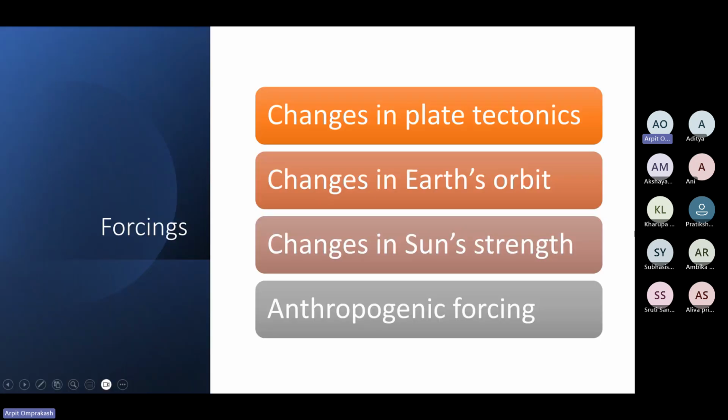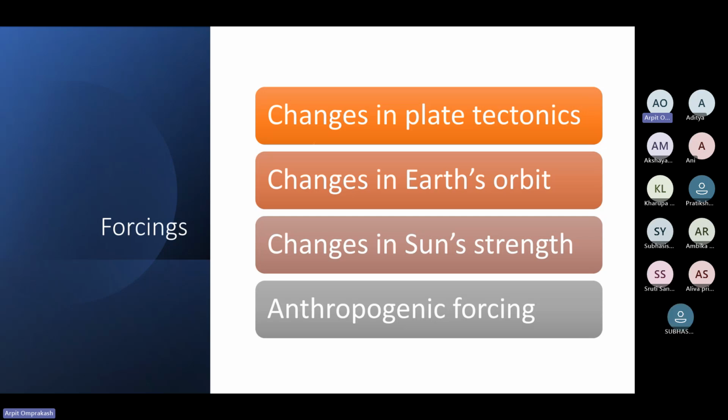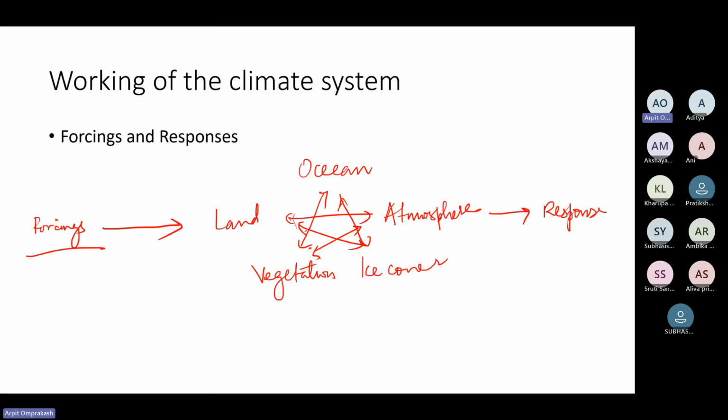So forcings can be things such as change in plate tectonics, which would lead to shifting of land masses across the oceans, right? Changes in the Earth's orbit would lead to changes in season and climate, because seasonality depends on the tilt of the Earth's axis or the Earth's orbit around the sun. The day of the year, length of the day, and things like that will also change. Then the third thing is changes in sun strength. So if there's any change in the amount of sunlight that the sun is producing, that is also a forcing that will lead to changes in climate, right? Or it will affect the climate system of a given area.